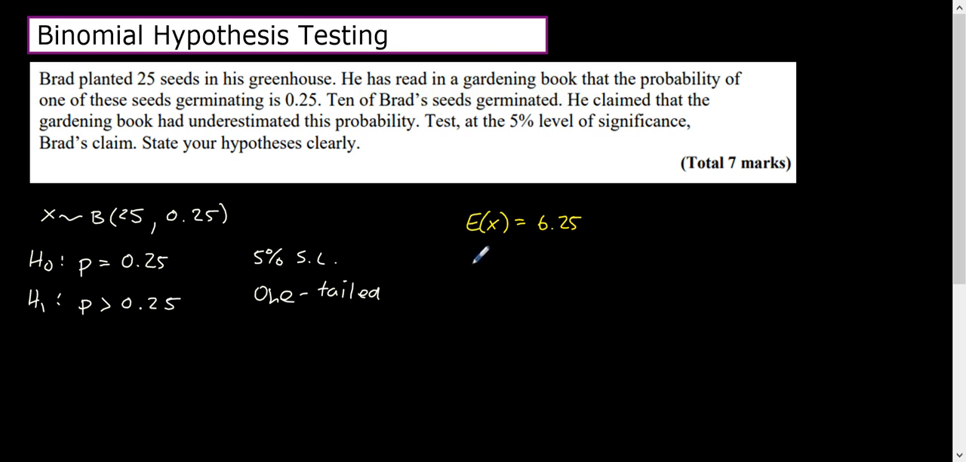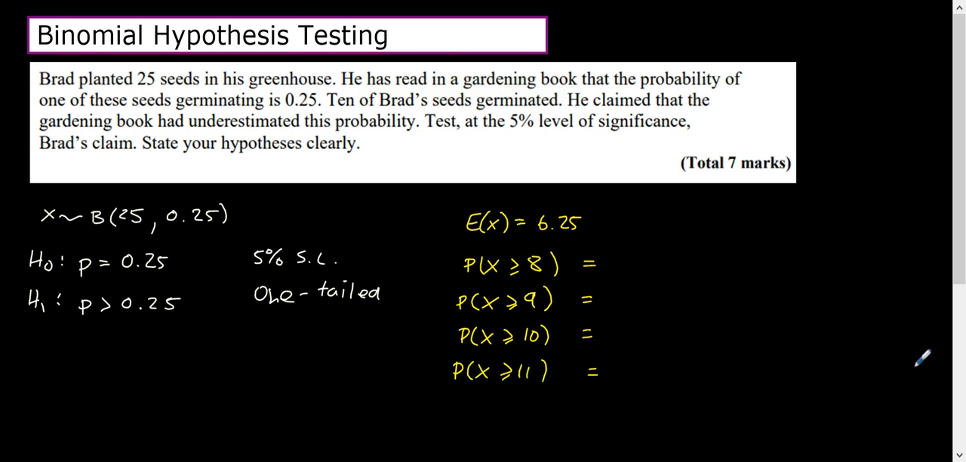So let's get to testing. It's usually quite a good idea to start one or two either side of the expected value. In the last question we didn't, because we only had a small number of values that we could test, because we only had 5 trials. Now we've got 25, so let's be sensible with this. Let's say we could start with x greater than or equal to 8. That's a couple of values above 6.25. We can also test greater than or equal to 9, greater than or equal to 10, and greater than or equal to 11. Remember, is this trial an improvement?